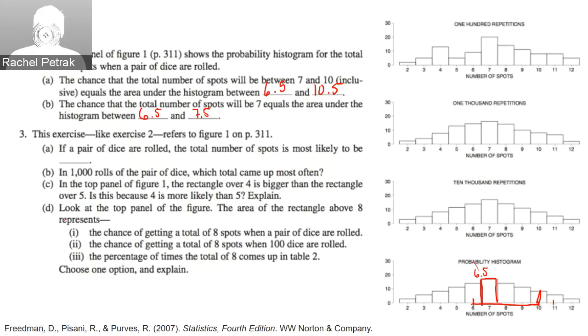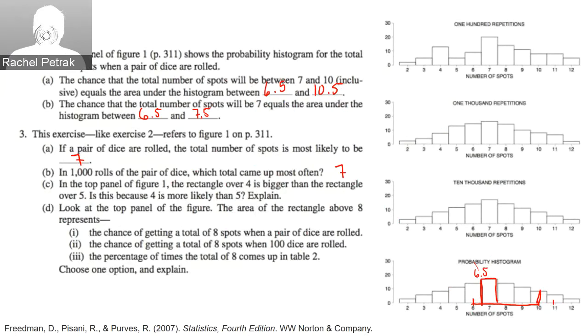So just a couple more exercises to help us think through this. We have a pair of dice that are rolled. A total number of spots is most likely to be, of course, 7. We already have seen that. So let's look at B. In 1,000 rolls of the pair of dice, which total is going to be most common or come up most often? Now, we've got 7 again. 7 came up most often, and this is no surprise.